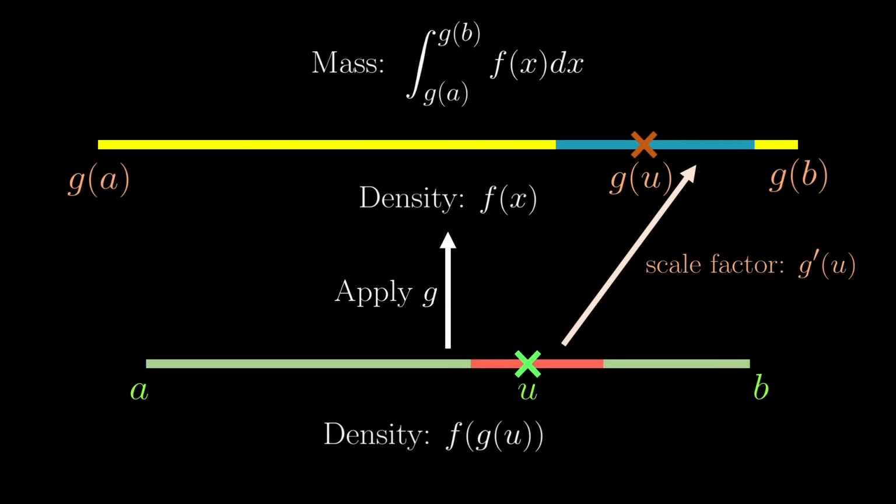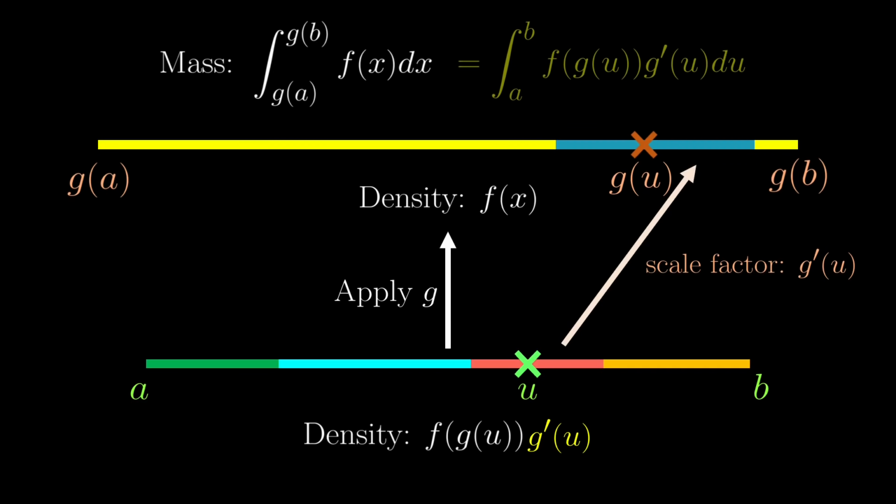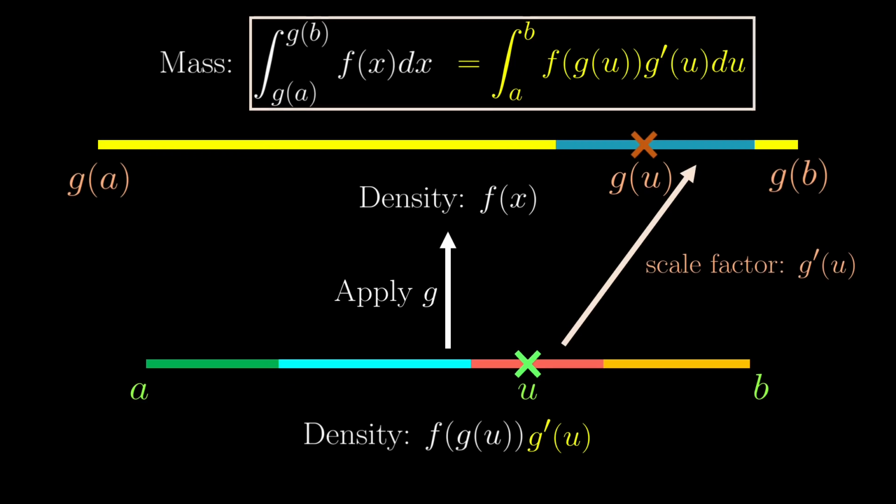So if we add this factor into our density, we can make the two little rods have the same mass. U was arbitrary, and we can do the same thing to the other little rods, and so the mass of the original rod should now be the same as our modified bottom rod, which is this integral on the right. This formula is usually known as integration by substitution, but how does that work in 2D?